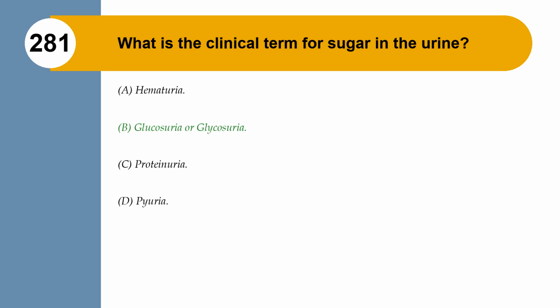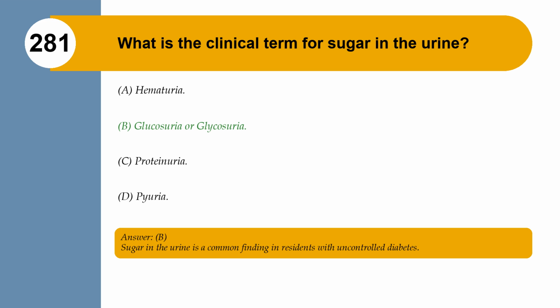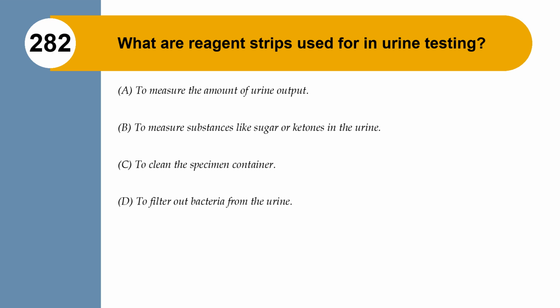The correct answer is option B, glucosuria or glycosuria. Explanation. Sugar in the urine is a common finding in residents with uncontrolled diabetes. Question 282. What are reagent strips used for in urine testing?